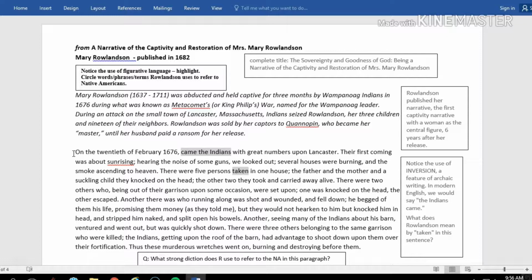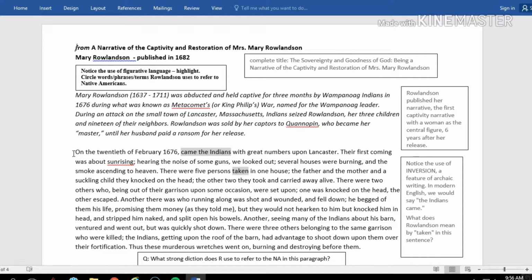There were 2 others who, being out of their garrison upon some occasion, were set upon. One was knocked on the head, the other escaped. Another there was who was running along was shot and wounded and fell down. He begged of them his life, promising them money, as they told me, but they would not hearken to him, but knocked him on the head, and stripped him naked, and split open his bowels.